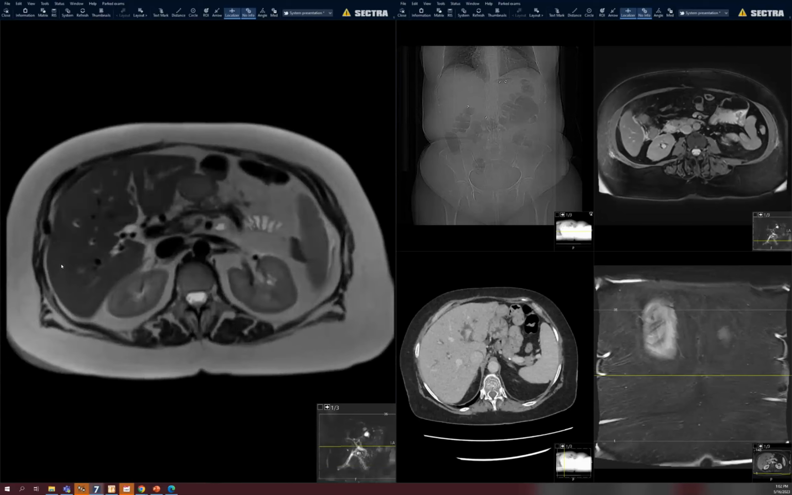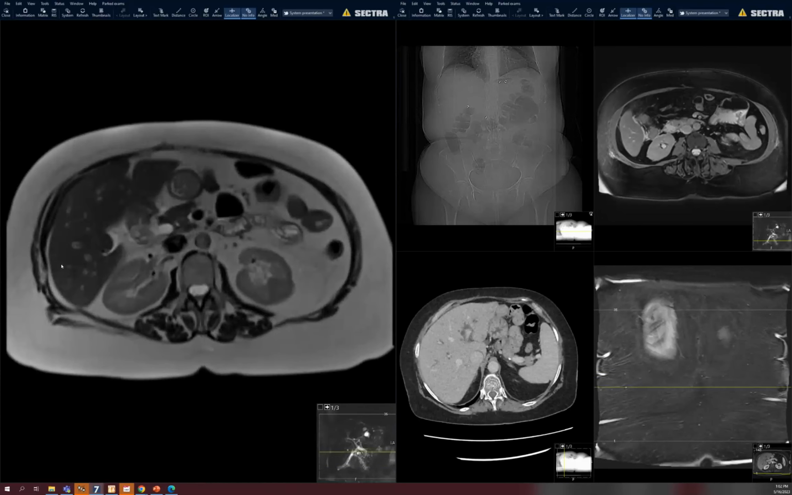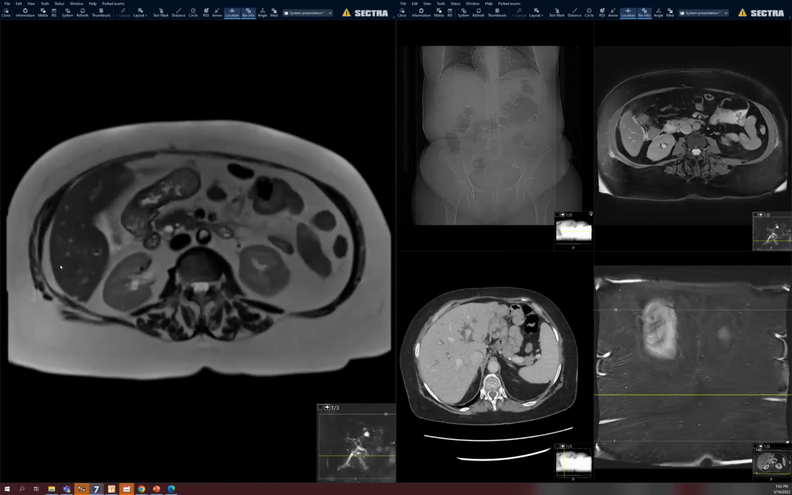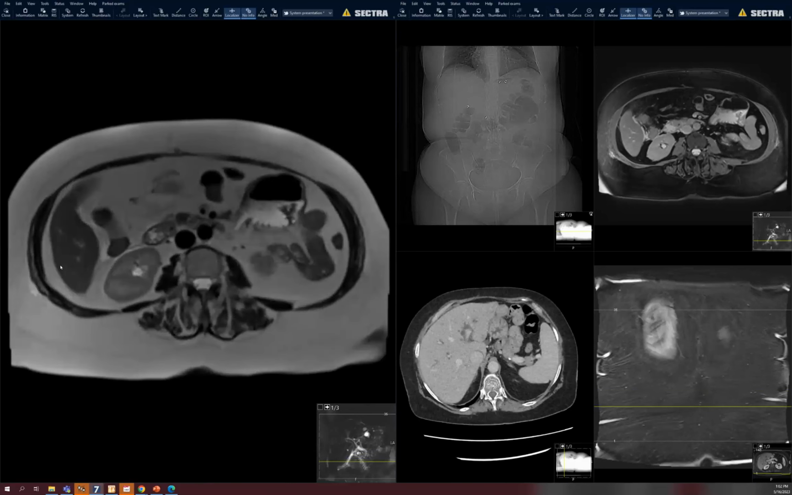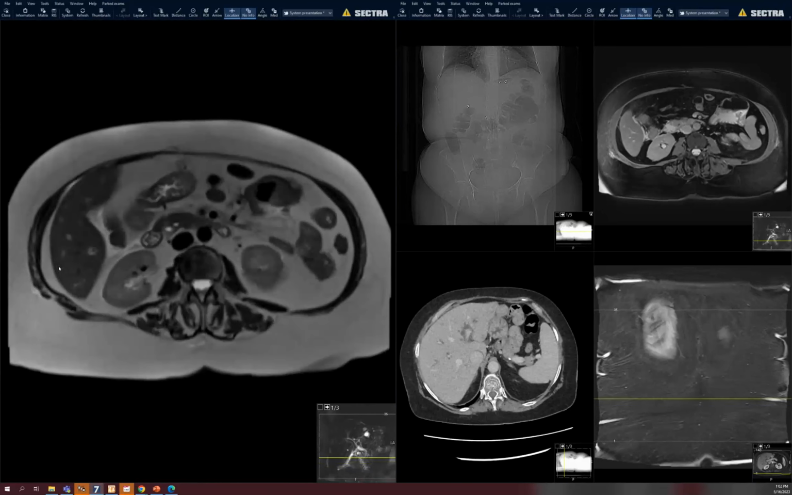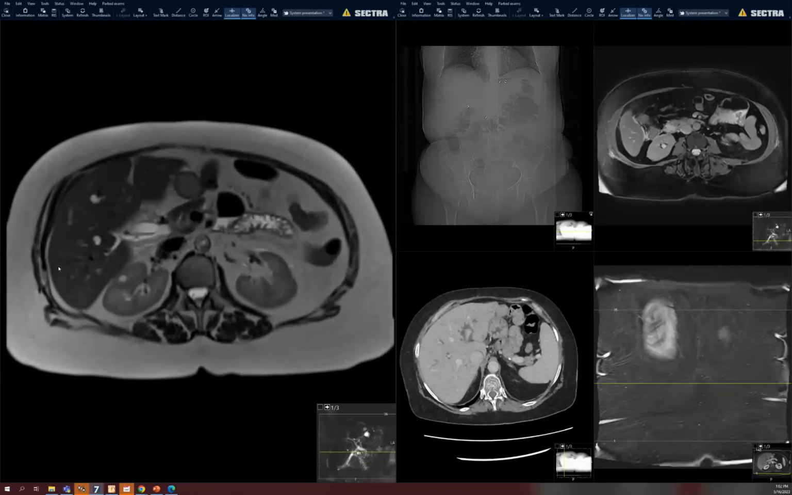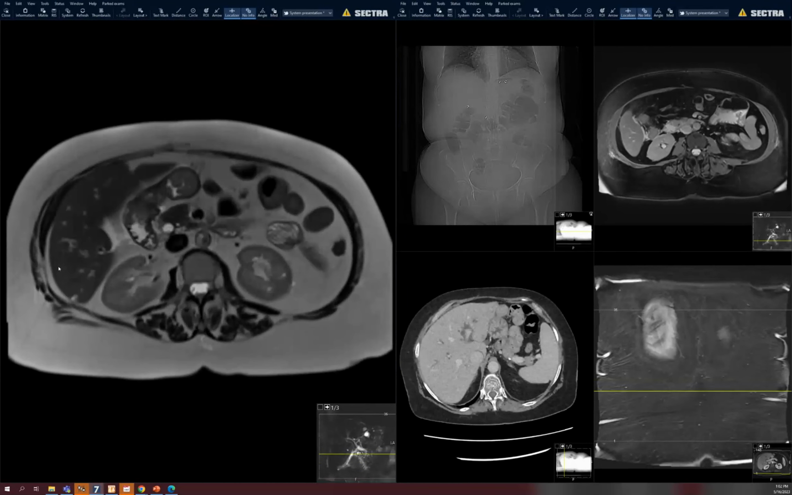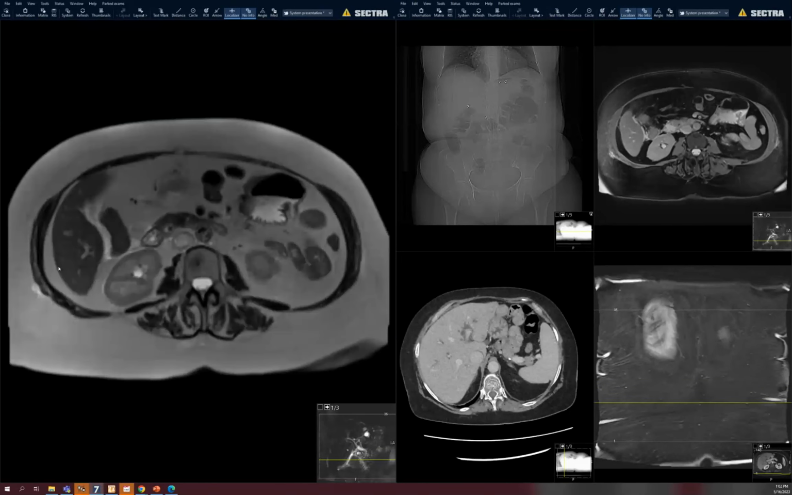So tell me if you see anything. I'm just scrolling the images. Patient has history of obstructive jaundice. So it looks like there's some dilated biliary ducts.